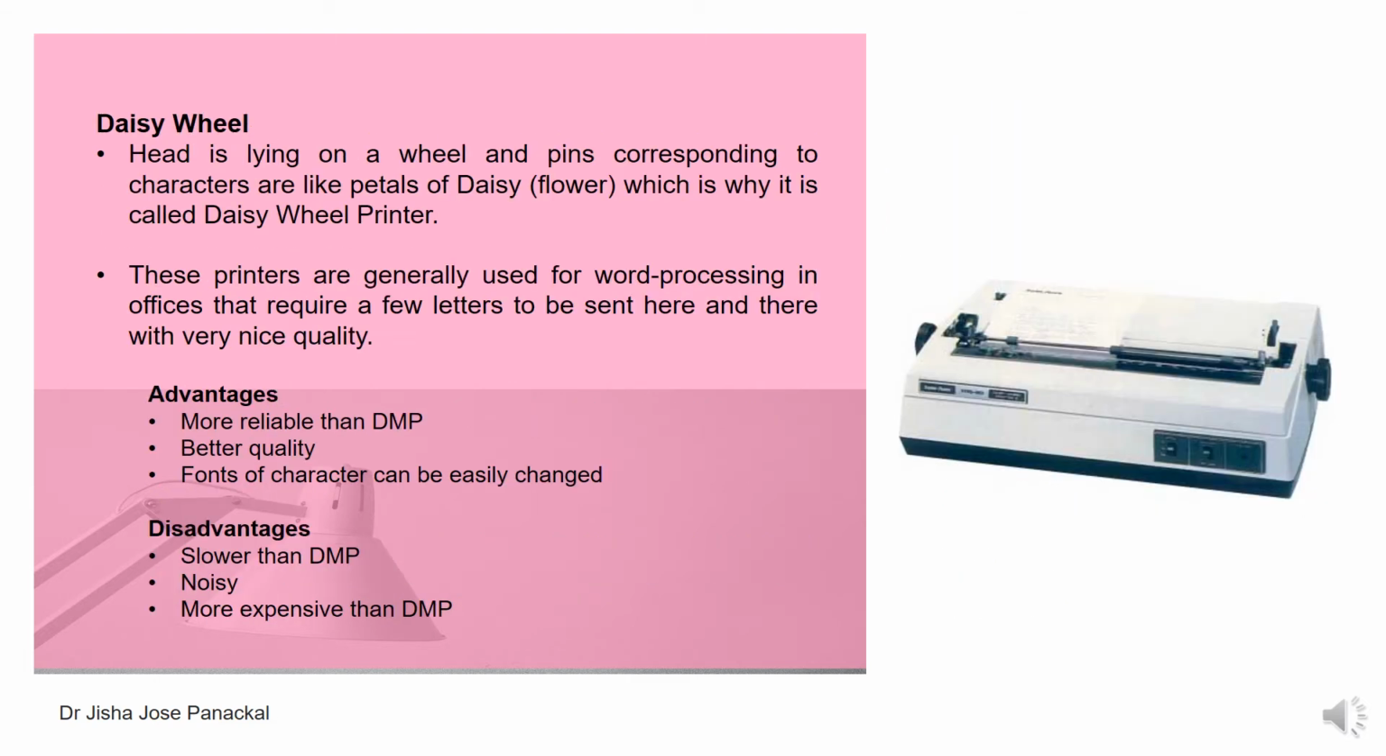Next one is daisy wheel printer. Head is lying on a wheel and pins corresponding to characters are like petals of a daisy flower. That's why it's called daisy wheel printer. These printers are generally used for word processing in offices that require a few letters to be sent here and there with very nice quality. So dot matrix printers provide less quality, but daisy wheel printers provide quality printing.